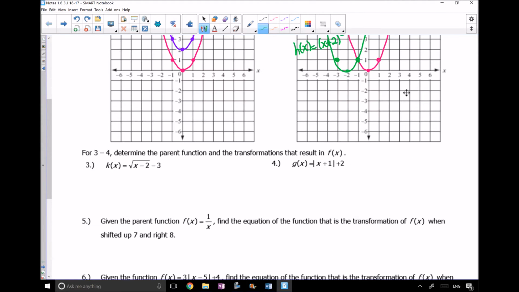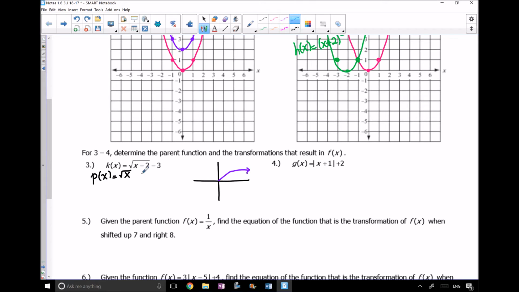For 3 through 4, it asks us to determine the parent function and the transformations that result in f of x. So if you notice right here, we've got a square root right here. So that means that my parent function is going to be the square root of x. And if you remember, the square root of x, I'm just going to do a rough sketch of it so you can kind of see what we're talking about. If you remember, the square root of x kind of looks like that, okay?